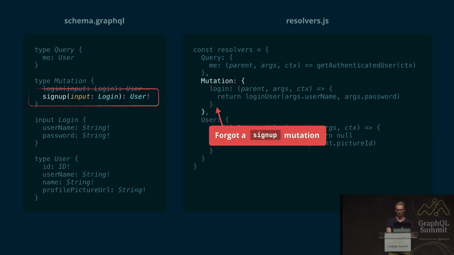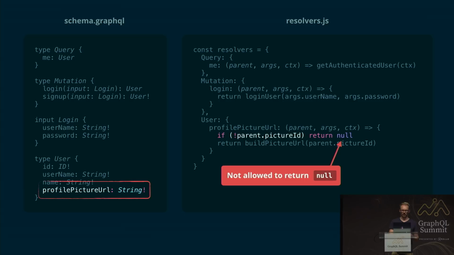But here, two a lot more subtle mistakes. If we look here at the profile picture URL, which returns a non-nullable string, and compare this to our actual implementation, where if we don't have the picture ID in the data, we just return null, we would probably not have a test for that, and it would just pop up in production in the edge cases, and it would blow up. If we had a type-safe system that would tell us, hey, you're never allowed to return null here, that would be a big benefit.